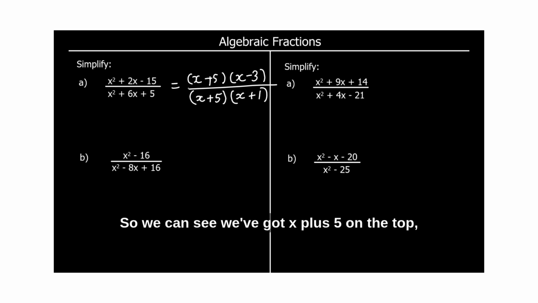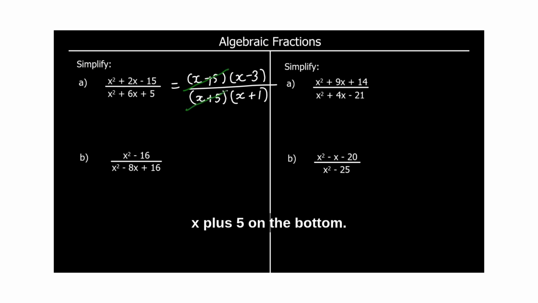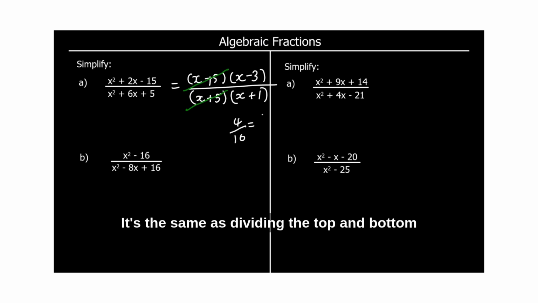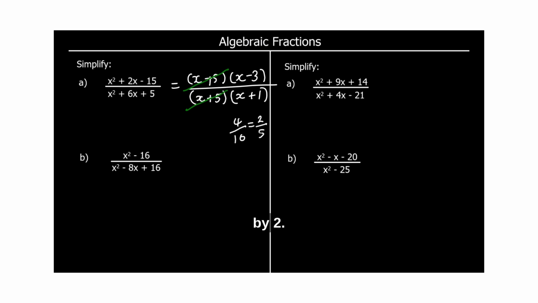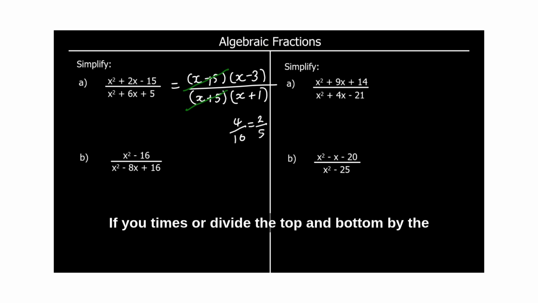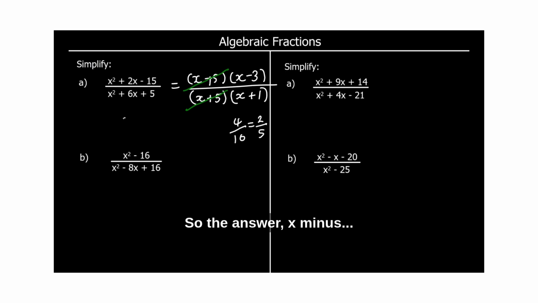So we can see we've got x plus 5 on the top, x plus 5 on the bottom. They're multiplied, so we can cancel them. That's the same as simplifying a fraction, so 4/10. It's the same as dividing the top and bottom by 2. If you times or divide the top and bottom by the same thing, the fraction stays equivalent. So the answer, x minus 3 over x plus 1.